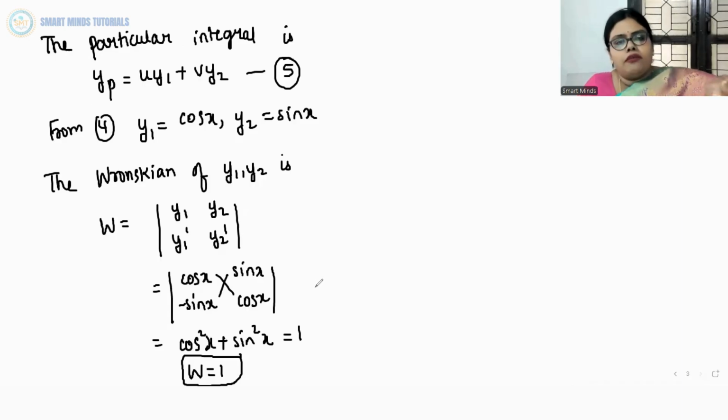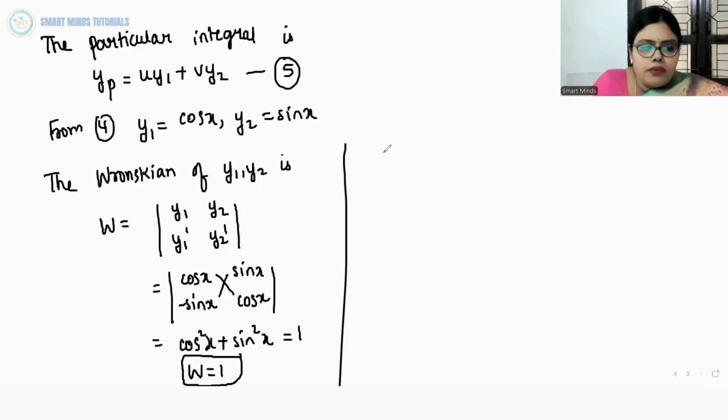Understood. Now, after getting the Wronskian, we need to find the equations for the particular integral. What are the equations for the particular integral?